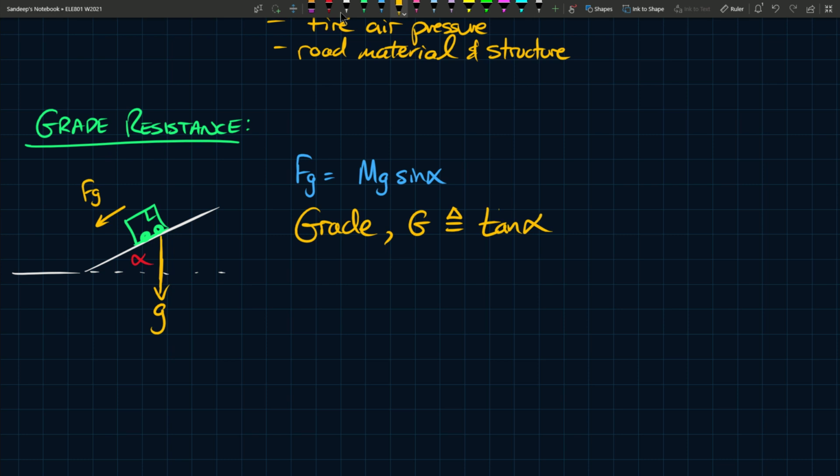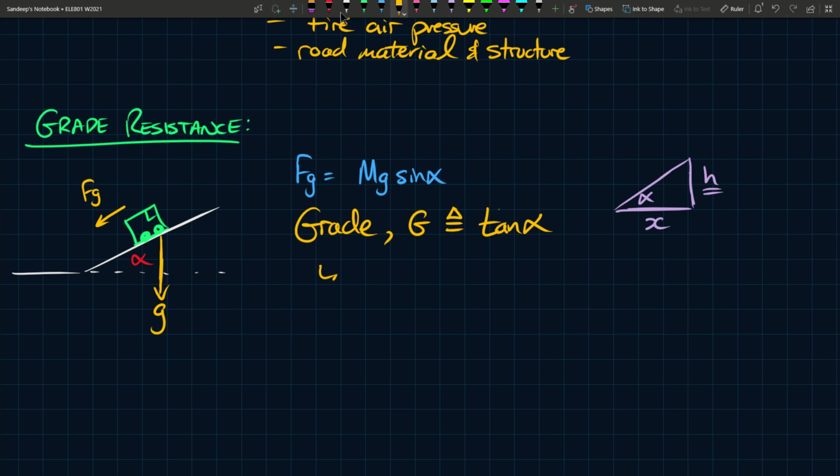And tan alpha is relative to some measurement. So the measurement is this. If you have an angle alpha, a distance x, and a height, let's say h, basically what the grade refers to is the increase in elevation h, let's say, for every 100 meters that you've traveled. That's the sort of standard.